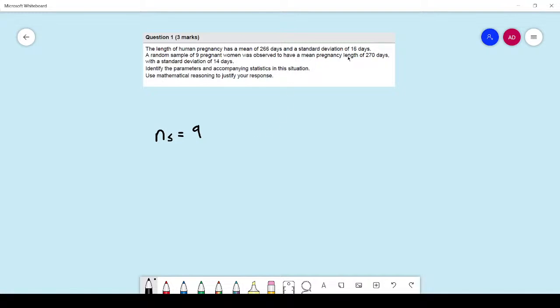We have a mean pregnancy length of 270 days for the sample, so we use x-bar, the mean of the sample, which will be 270 days. And the last variable that we've been working with for the sample is sigma. So sigma sample, which is just the standard deviation, is 14 days. Comparatively, we have the mean of the population, which is 266 days, just from the problem statement. And the same with sigma for the population, from the problem statement, is 16 days.